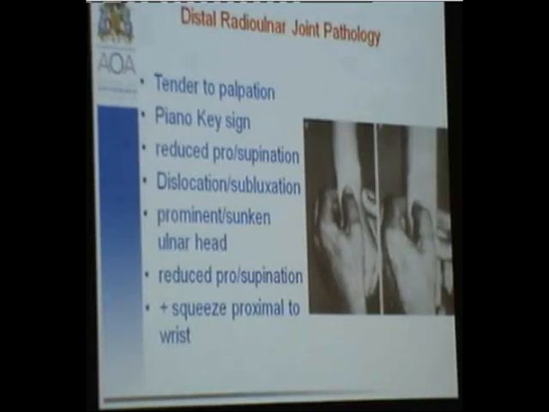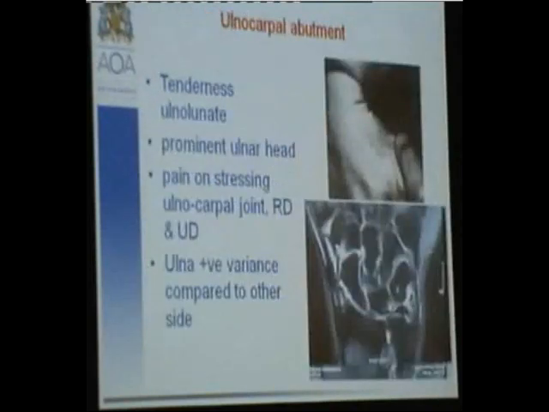Ulnar carpal abutment. This is just an MRI of some ulnar carpal abutment. You can see the increased signal in the lunate, in the ulnar corner of the lunate, and this is commonly, but not always, in an ulnar positive variance situation.